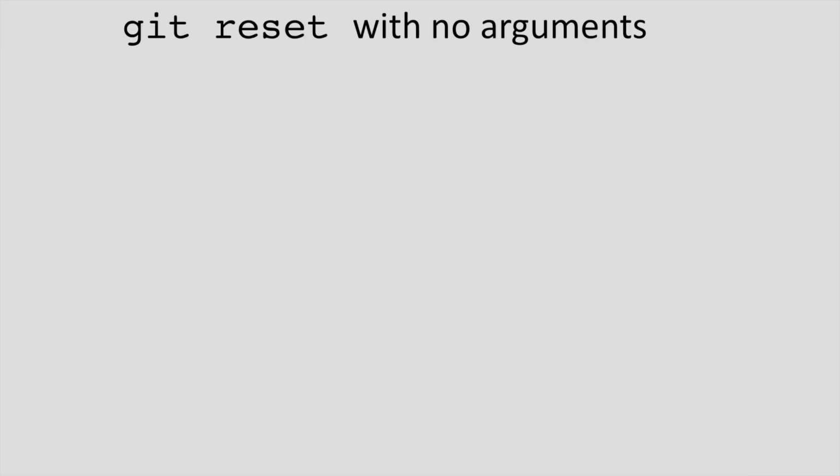Git reset with no arguments. This command unstages all staged changes. Thus, it resets the index to the head commit. In the following demonstration, I show how to stage the renaming of a file. Then I undo the add operation by running git reset.